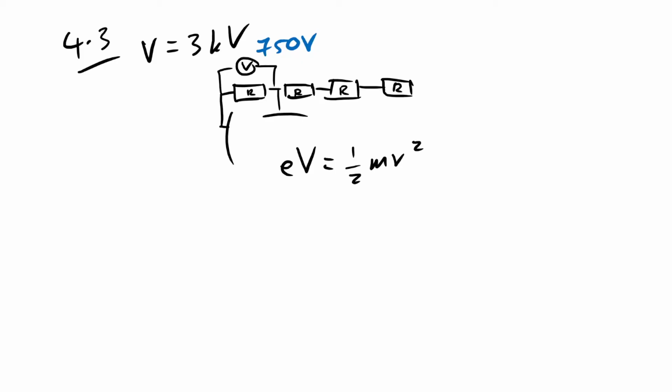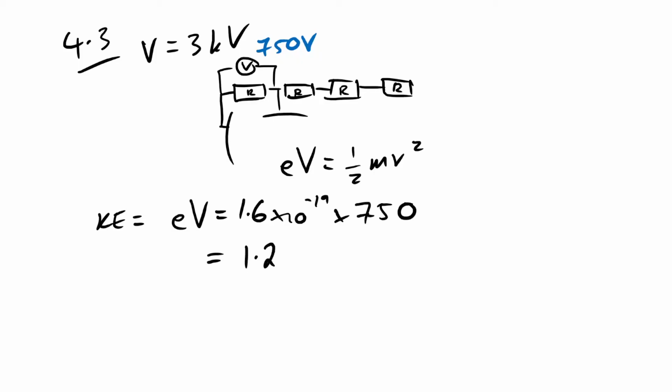We don't use it that often, but we know that energy is equal to QV, charge times voltage, so it's eV for an electron. We're just looking for the kinetic energy, so we just want eV. So that's 1.6 times 10 to the minus 19 times 750, and that gives us 1.2 times 10 to the minus 16 joules.